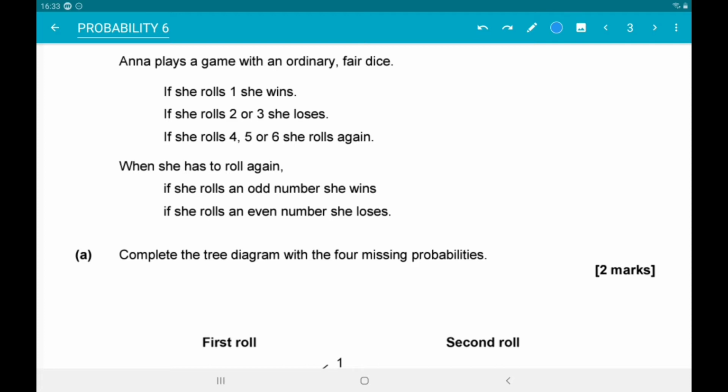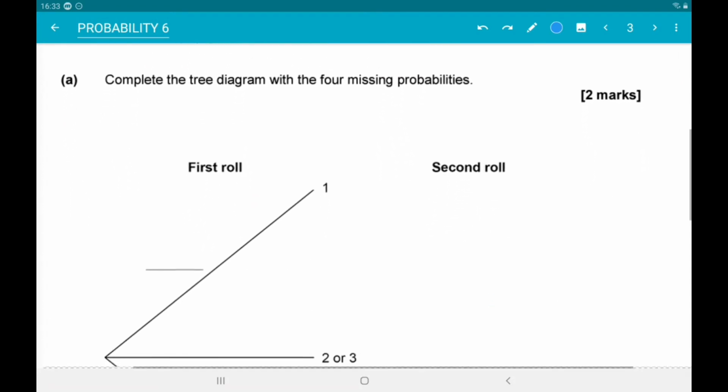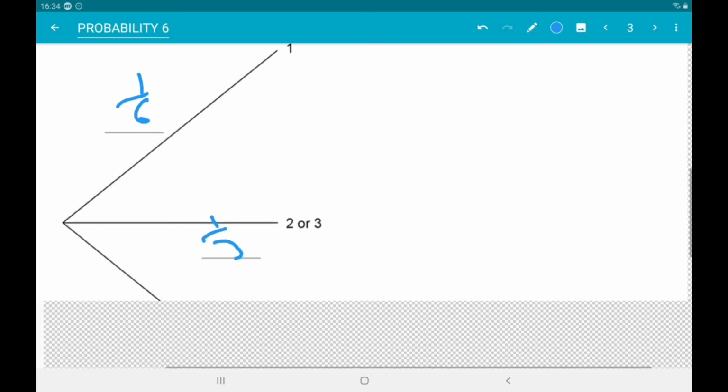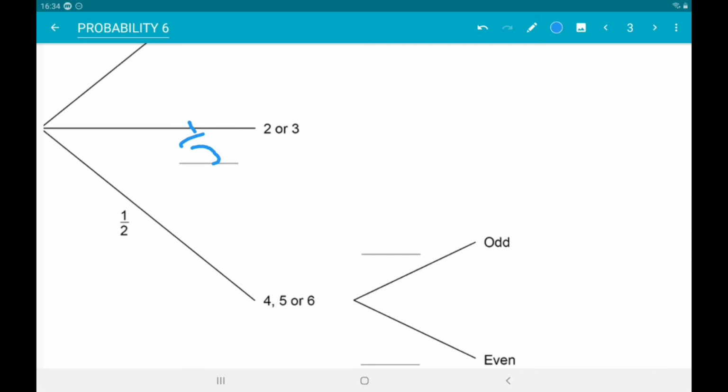Complete the tree. Alright. So, the probability of getting 1 is 1/6. 2 or 3 is 2/6 or 1/3. 4, 5 or 6 is 3/6, so that's 1/2. And then when she rolls again, half the numbers are odd and half are even.